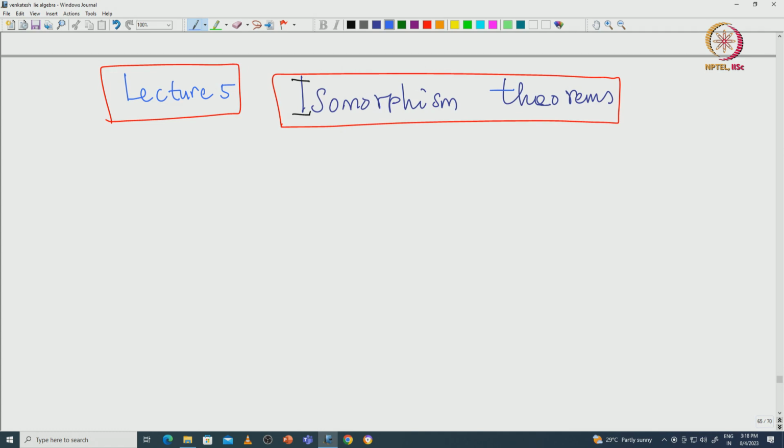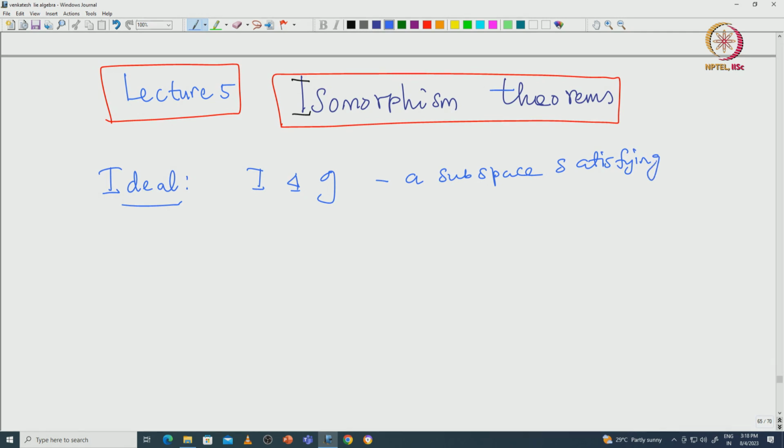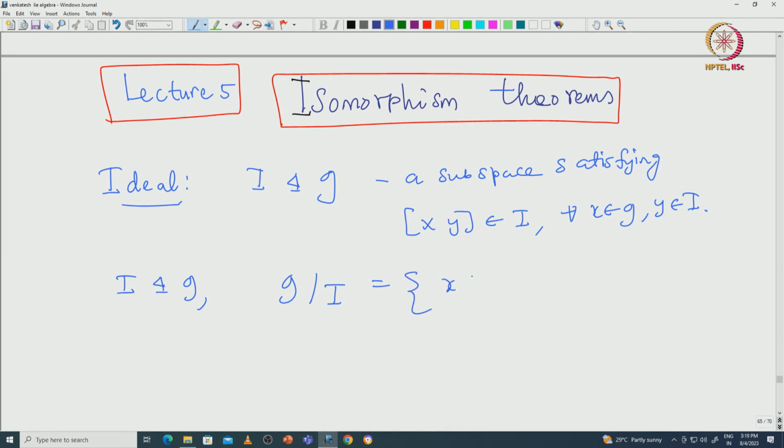So, what is an ideal? An ideal is a subspace satisfying the following property: the bracket [x, y] should be inside I for all x in G and y in I. Then, given an ideal I inside G, one can look at this quotient space, which is all these translations of I by elements of G.